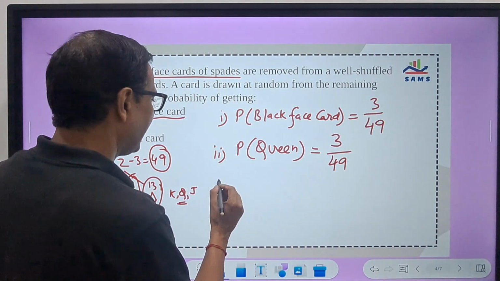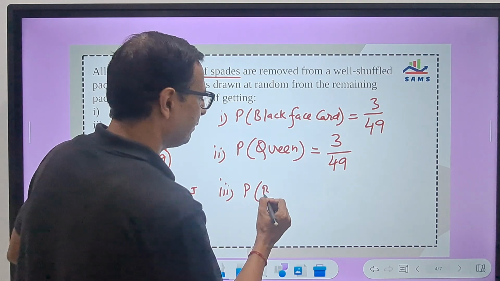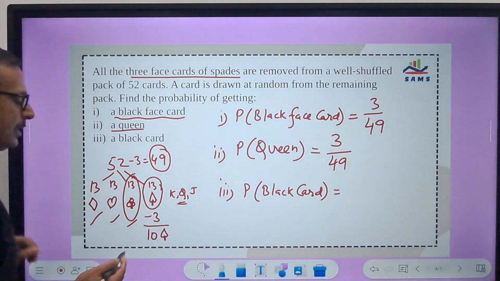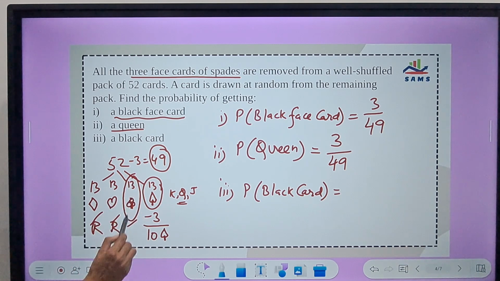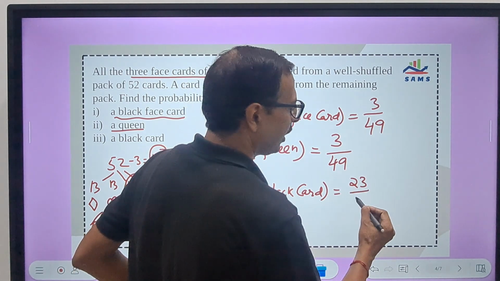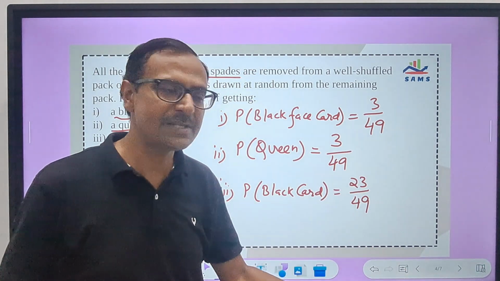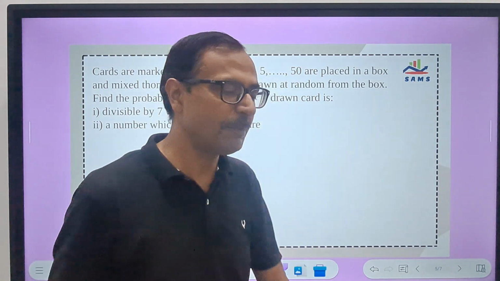Same answer there. And in the third part, a black card, probability of a black card. So how do you find this probability? See, these are red, these are red, these are black. So 13 black here and 10 black here because 3 were removed. So 13 plus 10, 23 black cards are still in the pack out of a total of 49. That gives you your answer. And there are no common factors which you can cancel. So these are the final answers. Right. So understanding of the cards is really important.